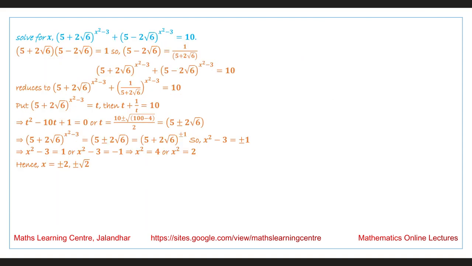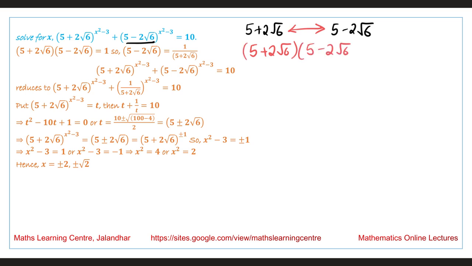Next, this equation is given and we have to solve it. If we look at the terms over here, the first is 5 plus 2 root 6, and the second term is 5 minus 2 root 6. If we want to find some relation between these two, we are going to multiply these two terms.